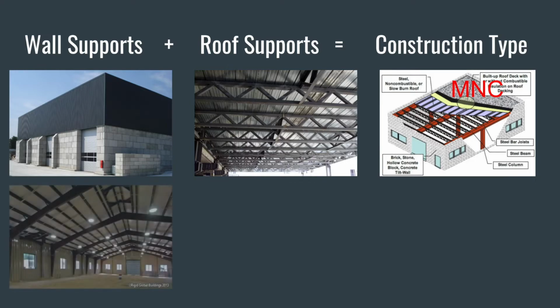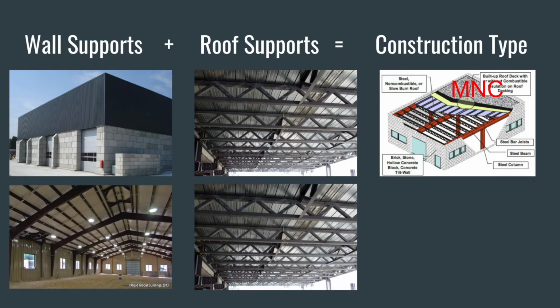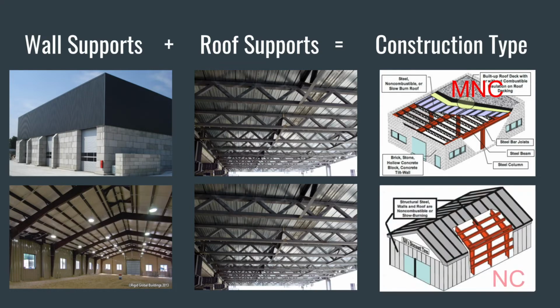Okay. Now in this image right here, this one's a little bit tricky. You can see that we have metal wrap around the building, but that is irrelevant. So we have steel supports in the walls, and then we have steel supports for the roof. The other terminology we use for steel is going to be non-combustible. So we're going to have non-combustible walls, non-combustible roof, which is going to give us non-combustible construction.